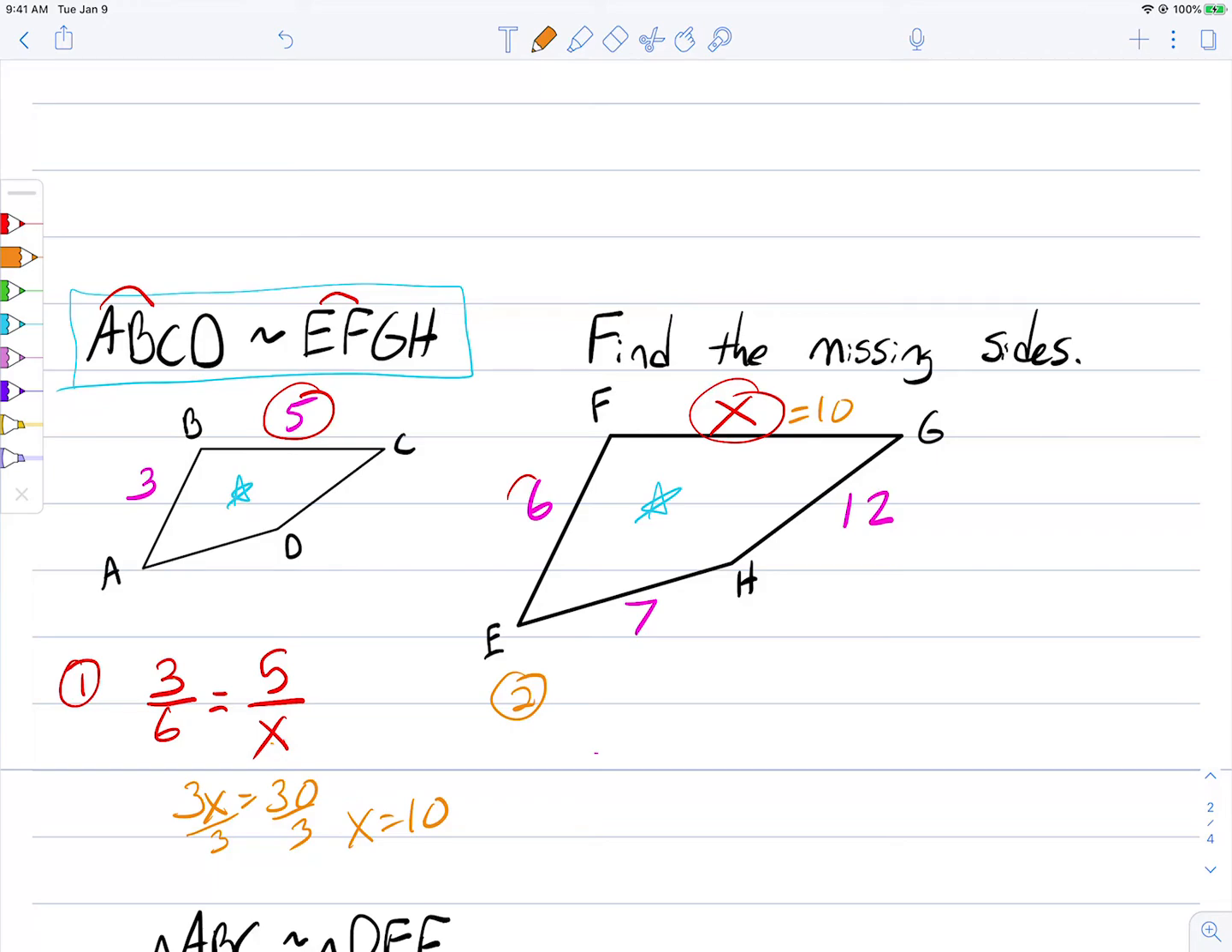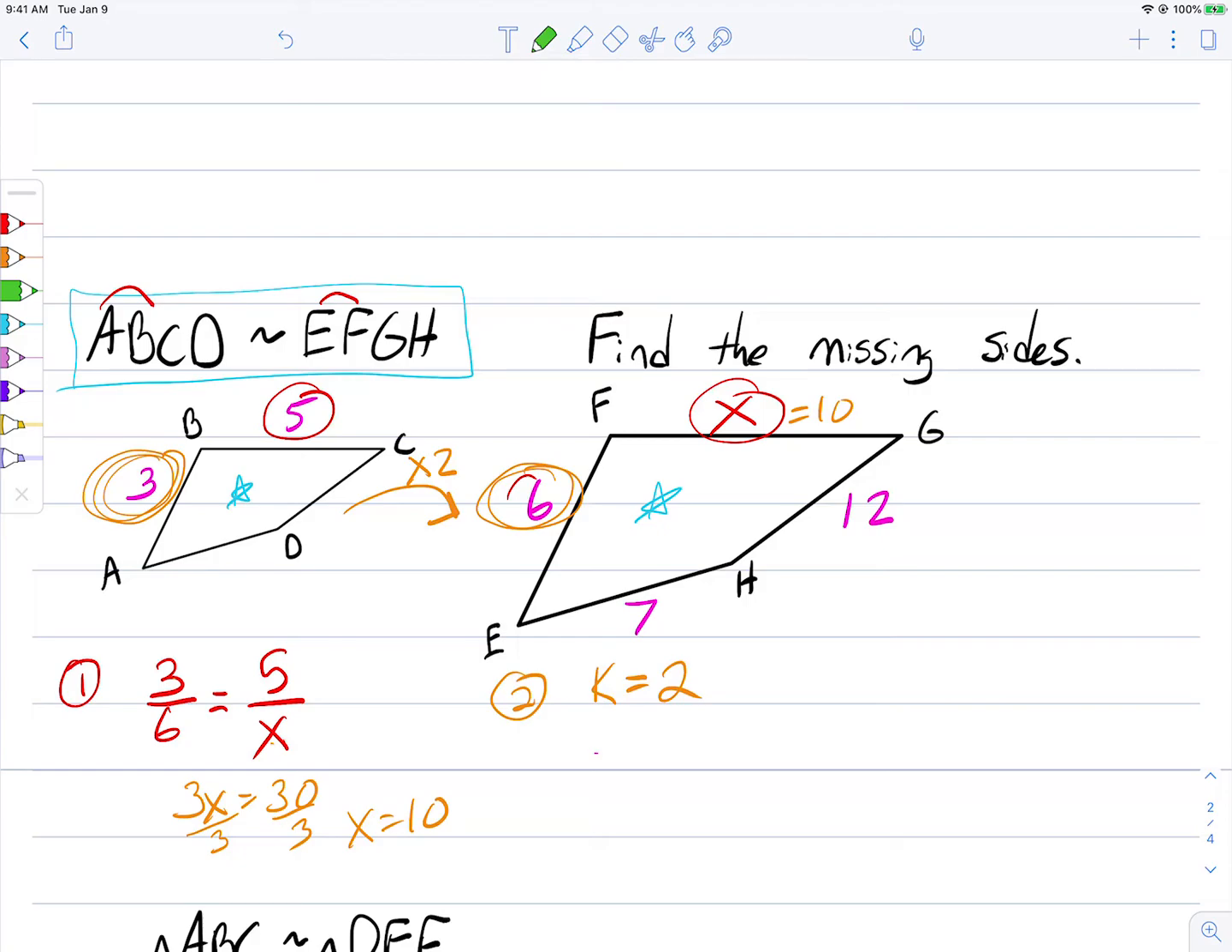Now, the second way you could have thought of this is just to figure out what the scale factor is. So if I started off with my side 3 on AB, and I wanted to get to a 6, how do I do that? That means that my scale factor is a 2. I'm going to take ABC and multiply it by 2 to get EFGH. So let's try that with one of the other sides. I actually found all those sides.